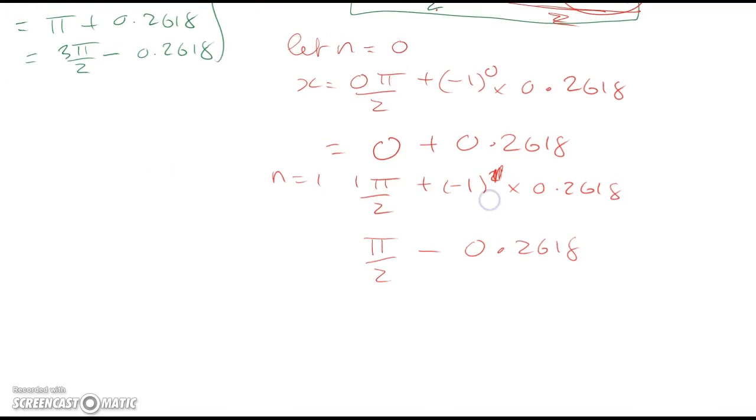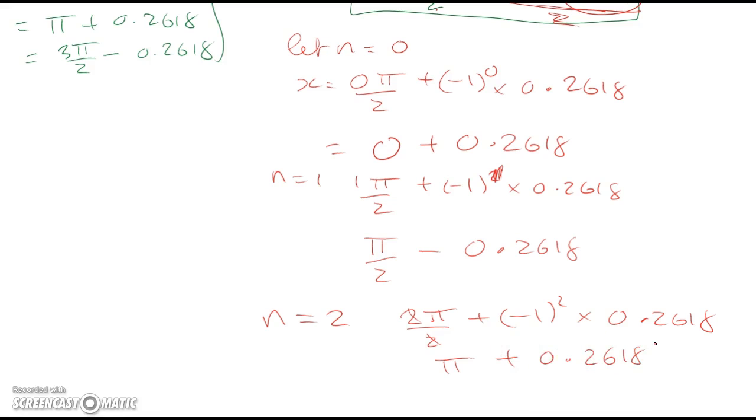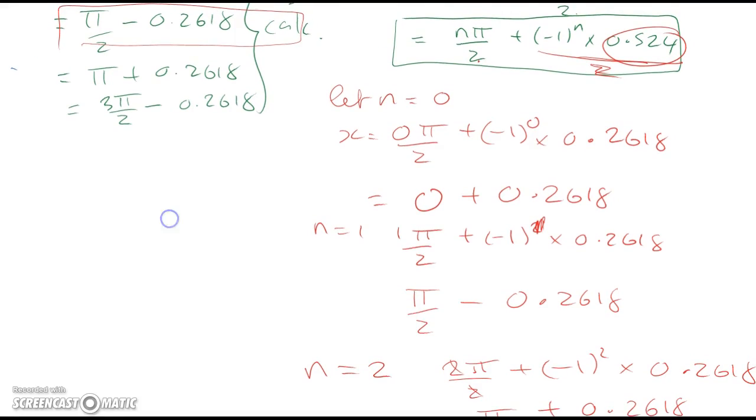Again, if I say n equals 2, it's going to be 2 pi over 2 plus negative 1 to the power of 2 times 0.2618. Negative 1 squared is a positive. Those 2's are going to cancel, so I'm just going to leave with pi. That will be a plus 0.2618. I'm going to leave off there at the moment. Obviously, if you put a 3 in, it will be 3 pi over 2. Anything to the power of 3 would be a negative, and so on and so forth. I hope that just clears up how the general solution works.